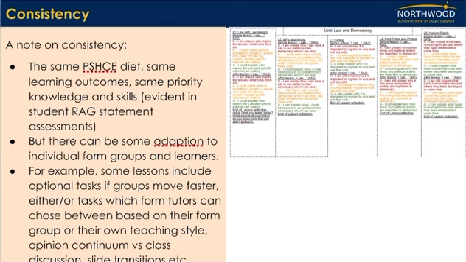And this is where consistency means the same diet and the same learning outcomes, the same priority knowledge. It doesn't mean the exact same delivery in every classroom. And this is also enabled through lessons which have optional tasks. For example, if you have a group that moves quite fast in one year group, it means that everyone keeps the same pace, or either or tasks where form tutors can choose between two different ways of delivering a task based on their form group and their preferences. For example, we have one member of staff who often uses opinion continuums in order to get discussion from her class, whereas other form groups prefer think pair shares and class discussions sat in their seat.